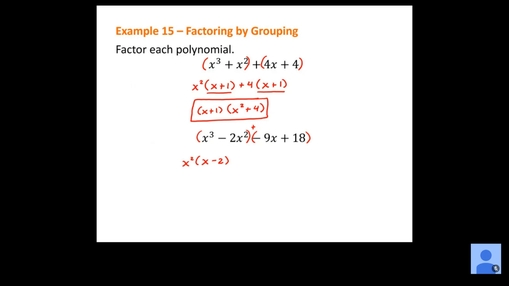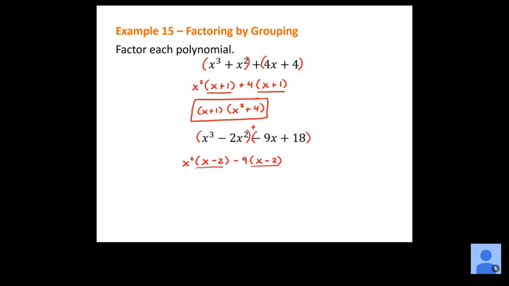Now if we look at the negative 9x and the positive 18, the only thing they have in common is a 9. Now I could either take out a +9 or a -9. In this case, because I'm trying to match this factor of x - 2, that tells me that I'm going to want to take out the negative so that I end up with a positive x there. So I'm going to factor out a -9, which would leave us with a positive x, and then a -2.